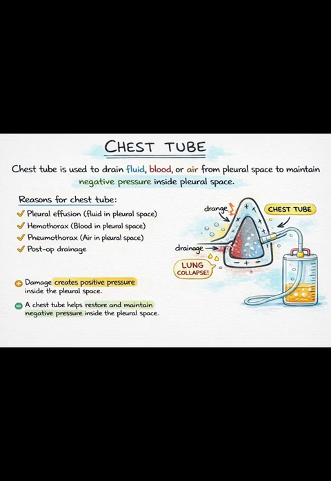A chest tube is used to drain fluid, blood, or air from the pleural space to maintain negative pressure inside the pleural space. Reasons for chest tube: pleural effusion, which means fluid in the pleural space. Second, hemothorax, blood in the pleural space. Pneumothorax, air in the pleural space. Post-op drainage. Damage creates positive pressure inside the pleural space. A chest tube helps restore and maintain negative pressure inside the pleural space.